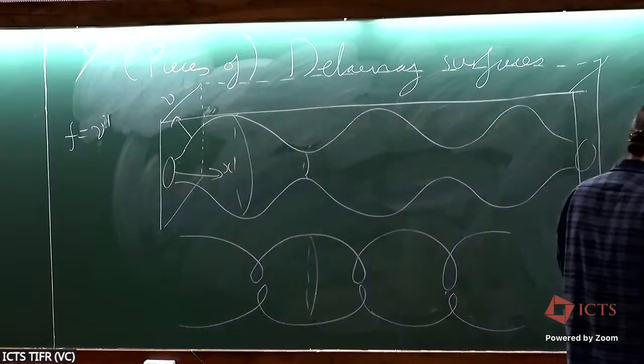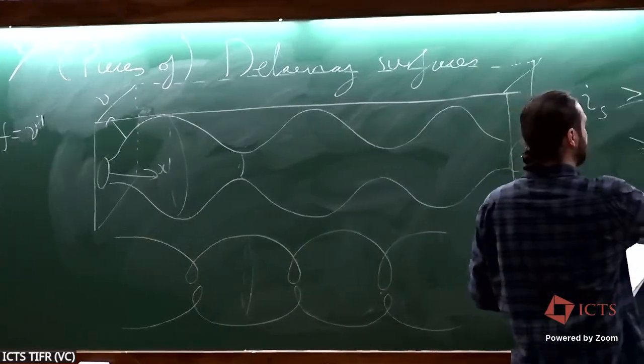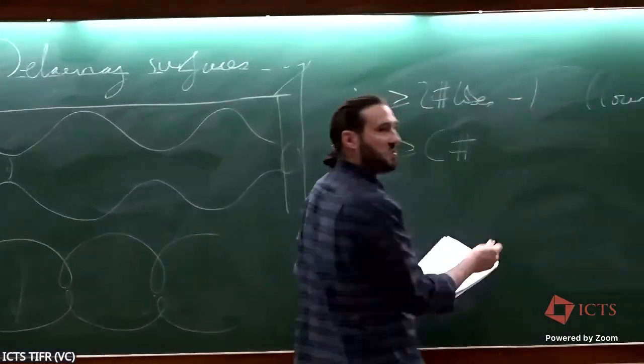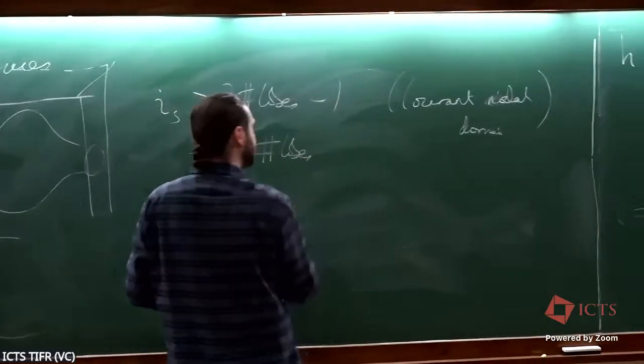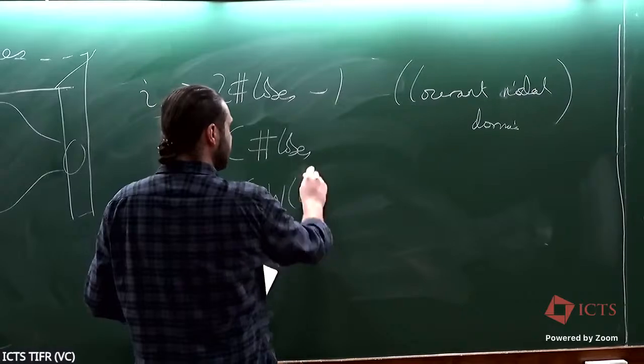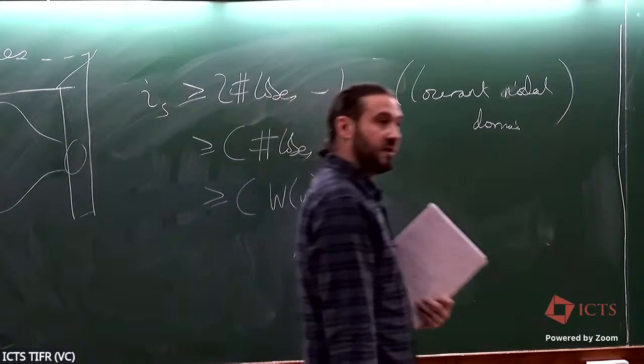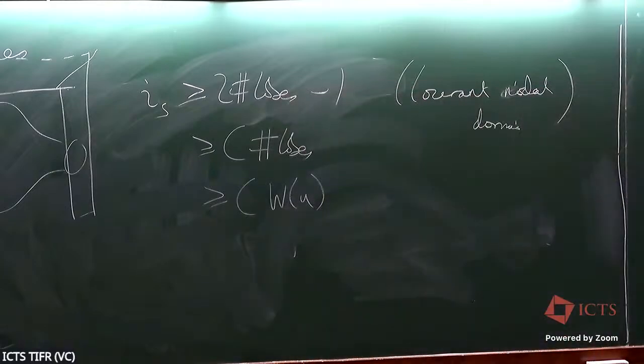Let me write this in a more suggestive way. So of course, this is approximately a constant times the number of lobes, right? Which is a constant times the Willmore energy of u. Because each lobe, roughly speaking, is a quantum of Willmore energy. Each lobe is basically a sphere, which constitutes about 16 pi Willmore energy. So every time I go through a lobe, I pick up 1 quantum of Willmore energy.